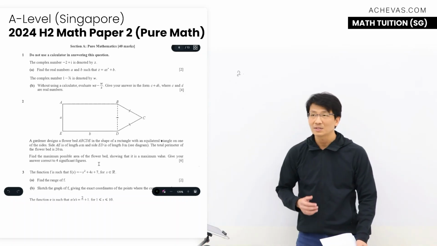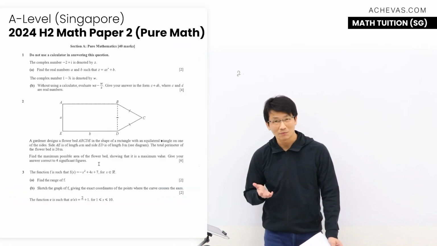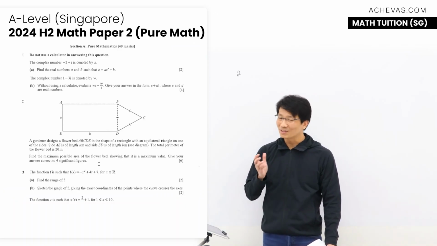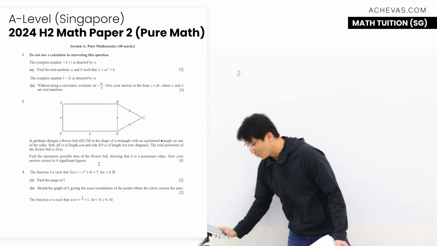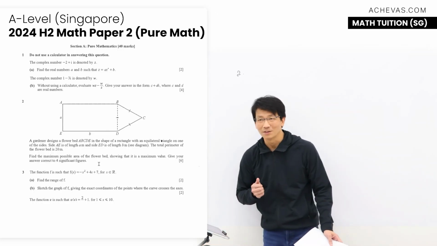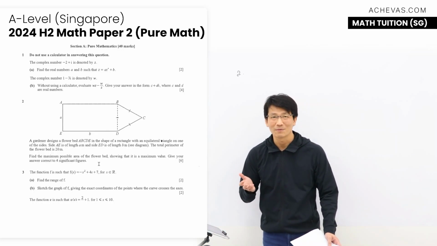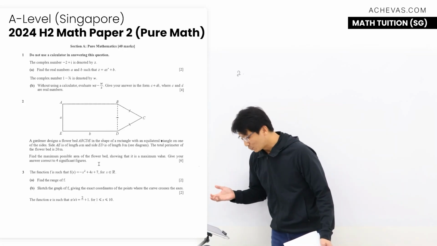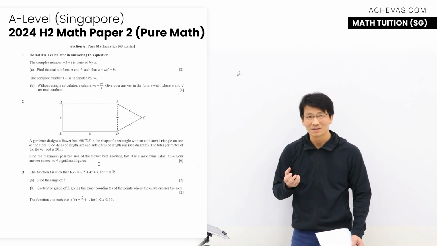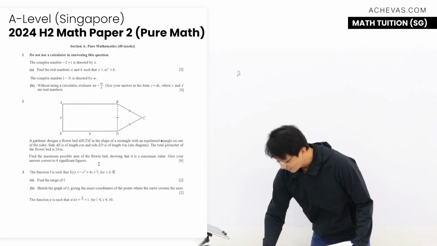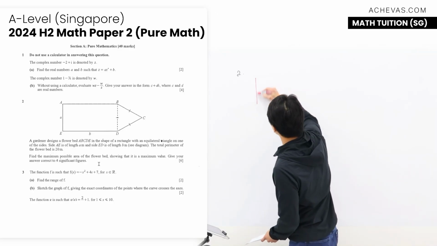Although it seems like this is a maximum-minimum problem by doing differentiation, actually we can make use of our GC, because this question did not say that we are supposed to use calculus or differentiation. But anyway, I'm going to go for differentiation because I think the equation we will be getting later on is pretty straightforward. It's quite easy to differentiate. Alright, let's do a quick sketch of this diagram first.